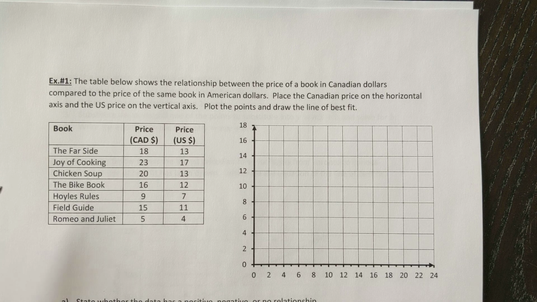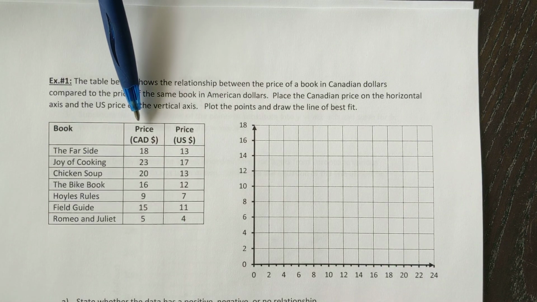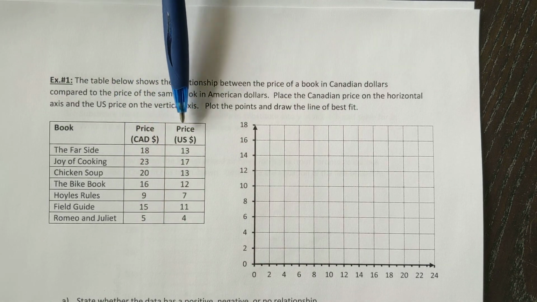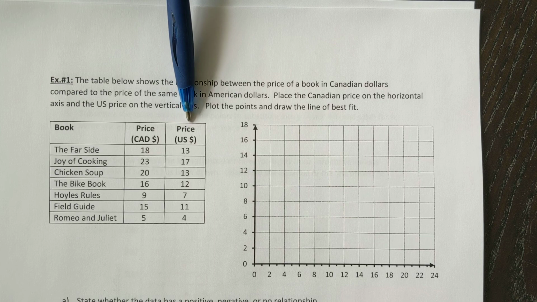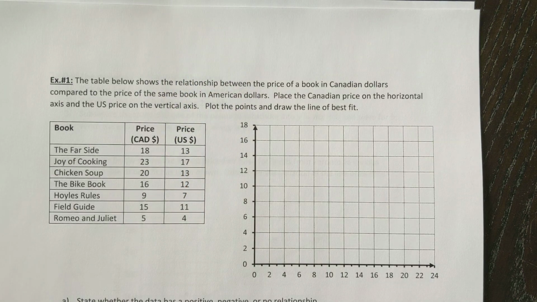So here we have our table of values. These are all the various books. The price in Canadian dollars is given right here, and we said that that is going to be the horizontal axis, or the independent variable, so it goes first in our table of values. The dependent variable on the vertical axis is the price in US dollars, and that is on our y-axis, and so that goes there as well.